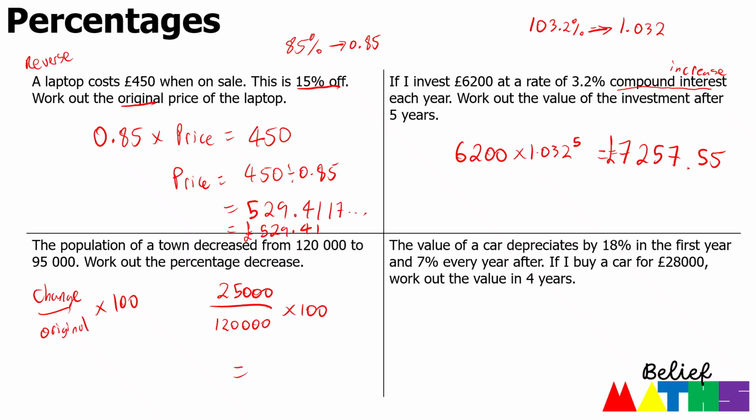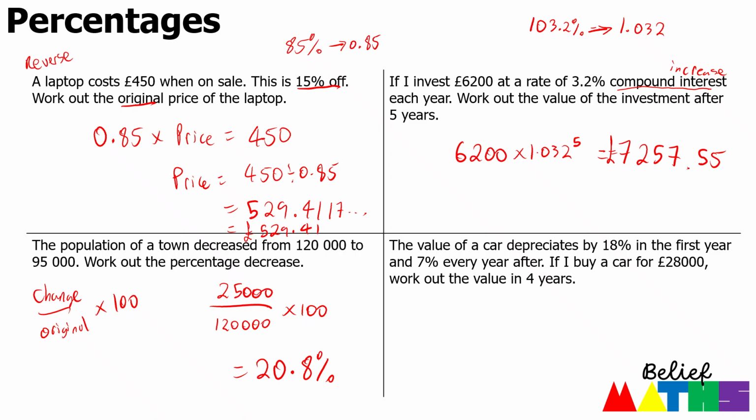And when we work that out, we end up with 20.83. So 20.8% to one decimal place. So it's a 20.8% decrease.